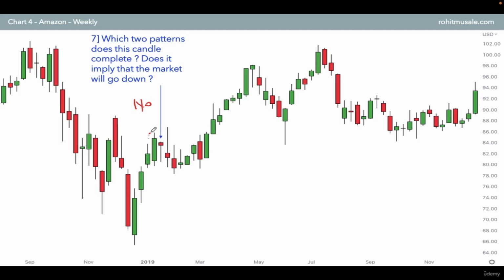And if you look at the bear harami, it's a trend reversal pattern. Trend reversal does not mean that the price will go down. Trend reversal simply means that the prior trend is likely to come to an end. Okay? That's all it means. It doesn't mean that the price will go down. Any trend reversal signal, whether it is a hammer, engulfing pattern or anything, when it occurs, it doesn't mean that the price will suddenly reverse. All it means is that the prior trend is likely to come to an end.